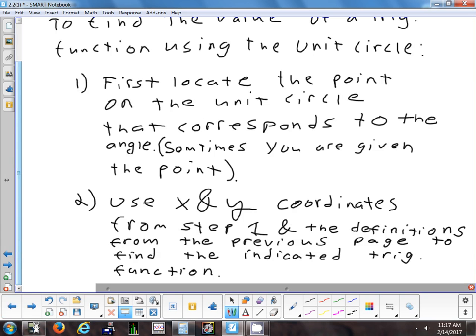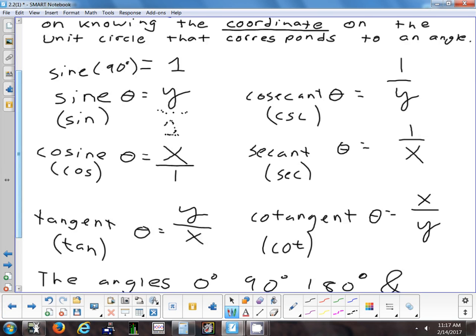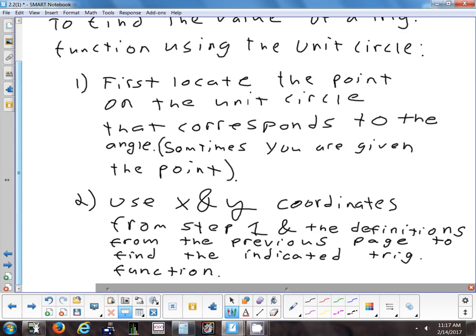Okay, so once you find the coordinate, if it's not given to you, take the x and y values from your coordinate and plug them into all 6 of these formulas: sine, cosine, tangent, cosecant, secant, cotangent. You only have to plug them into all 6 if the problem asks you to. Sometimes the problem will only ask you to plug into 3 of them. But the first few problems we're going to do have us take the coordinate and plug it into all 6 formulas.